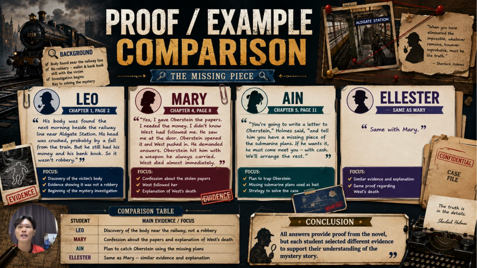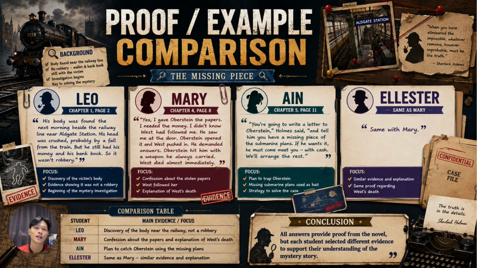So why does Mary say Cadogan West is very brave? Because we can find it at chapter number 4, page number 8. Mary just focuses on the confession about the stolen paper, West following her, and the explanation of West's death.